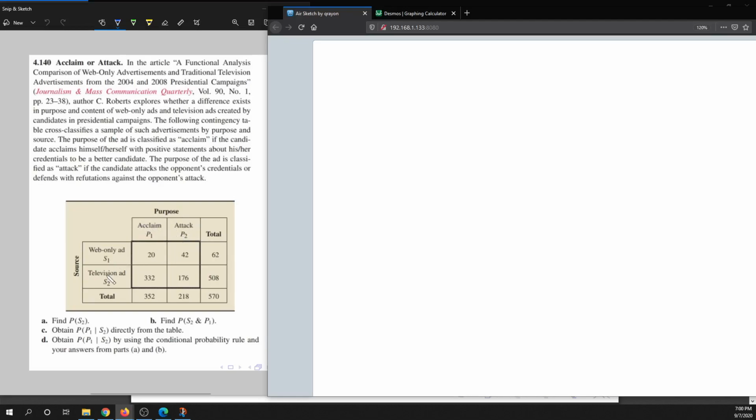And then over on this side, we have web-only ads and television ads. Those are the two categories. All right, and so in part A, they want us to find the probability of S2. S2 is the probability that a randomly selected ad is a television ad. So the probability of S2 is not a conditional probability that we're studying in this section, so we would just calculate that the normal way.